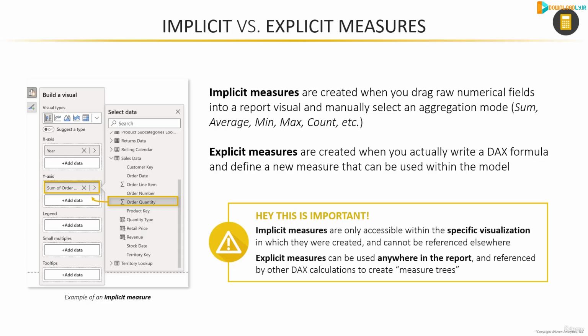But what's great about explicit measures is that they can be used anywhere in the report once you create them, and then referenced within other DAX calculations to create more complex formulas, or something that we call measure trees. So for instance, let's say that we wanted to take the sum of order quantity and then nest that within another function and create something like total orders minus total returns to come up with our net orders or something similar. So what we would have to do in order to derive that value is actually create explicit measures for each of those components and then nest them together to create that net orders value. So let's jump into Power BI and I'll show you what I mean.